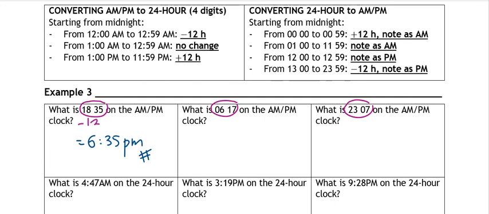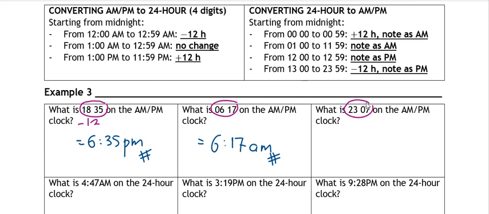Now for the next one, what is 617 on the AM PM clock? This falls under the first category. Is this the first? No, this is second, sorry. The second one will be 1 until 11, 100 until 1100. So this one is actually in the morning. So this one will be noted as 6:17 AM. It doesn't matter whether it's a capital letter or small letter, it's the same.